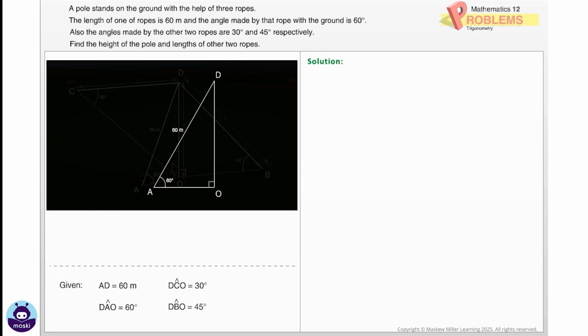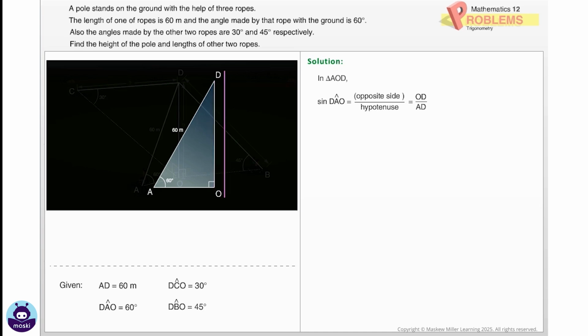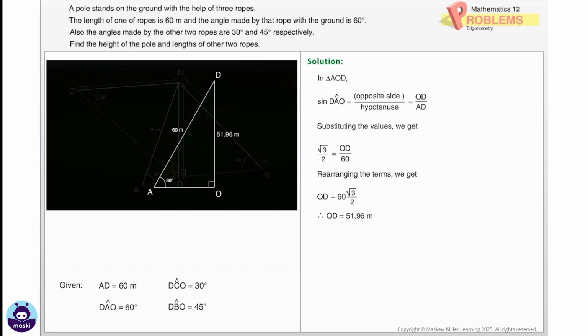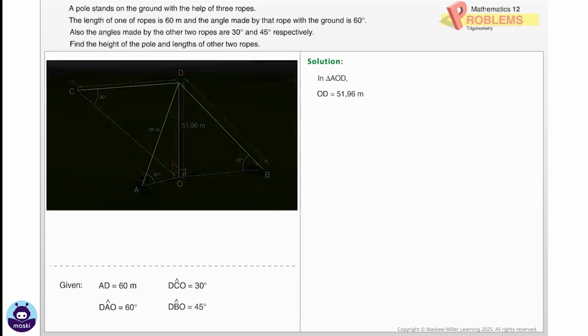Applying the sine trigonometric ratio in triangle AOD, sine of angle DAO is equal to opposite side over hypotenuse, which equals OD over AD. Substituting the values, and the value of sine 60 degrees, we get root 3 over 2 equals OD over 60. Rearranging the terms, we get OD is equal to 51.96 meters.